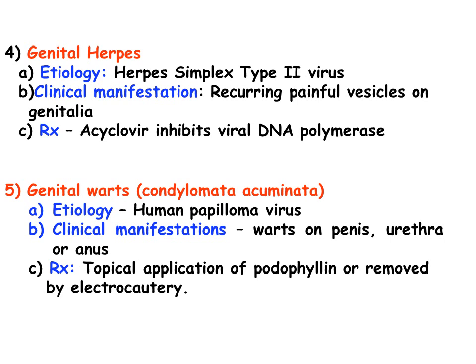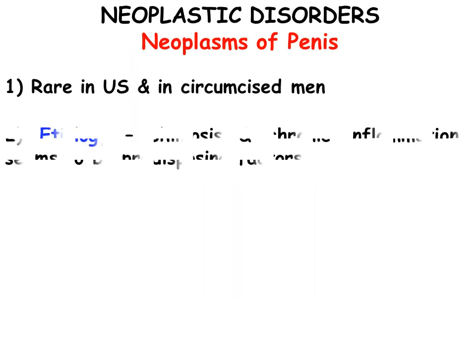And then, of course, genital warts caused by the human papillomavirus, also known as condylomata acuminata. Anyway, they're warts. They can be on the penis, the urethra, or the anus, and they have topical application or electrocautery to remove them. And of course, we'll talk more about that when we talk about women's disorders as well.